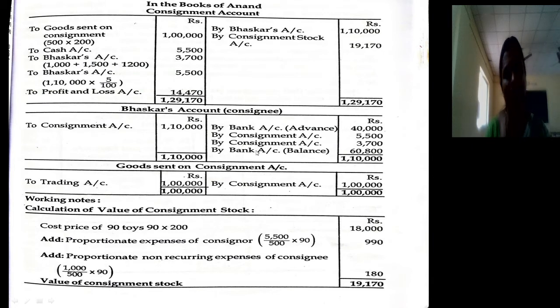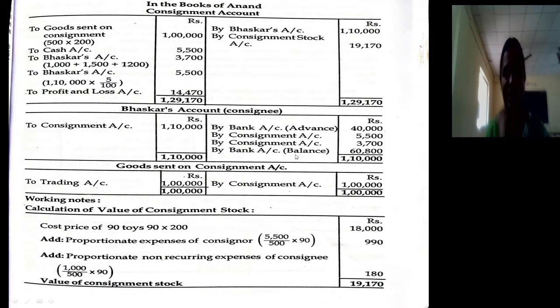Then how to close Bhaskar's account? There is no information in the problem whether Bhaskar settles the account or not. In all previous problems, he settles the account. Such a sentence is there. Either you can show it as a balance or you can assume Bhaskar, the consignee, settles. Here the assumption was made that the consignee settles. If you assume that he has not settled, you have to write it as by balance carried.